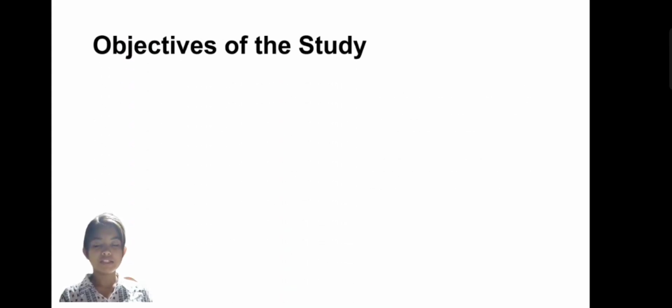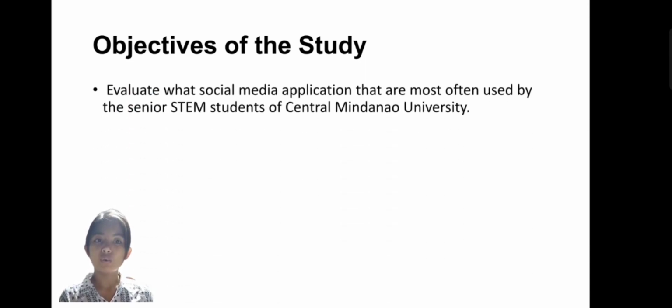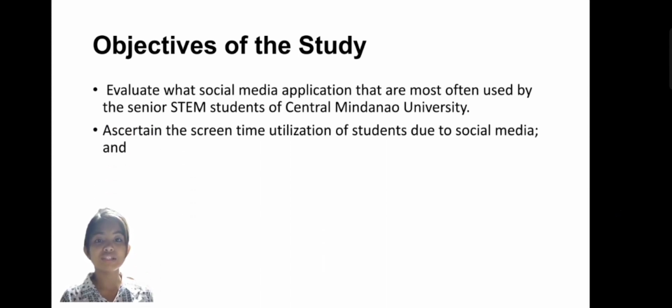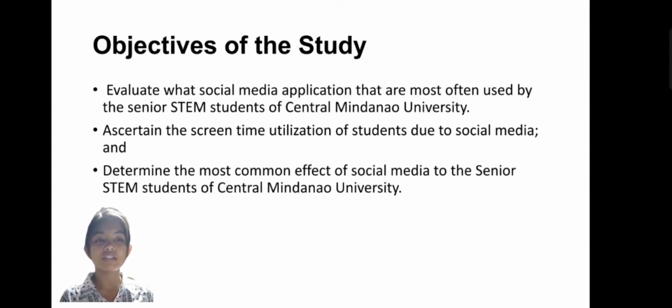The objectives of the study. This study was conducted to identify the relationship between the usage of social media platforms and the students' academic and daily performance. Specifically, the study further intends to evaluate what social media applications are most often used by the senior STEM students of Central Mindanao University, ascertain the screen time utilization of students due to social media, and determine the most common effect of social media to the senior STEM students of Central Mindanao University.